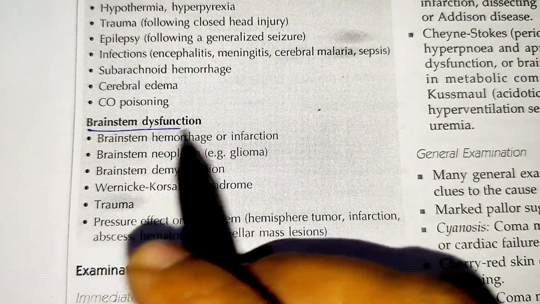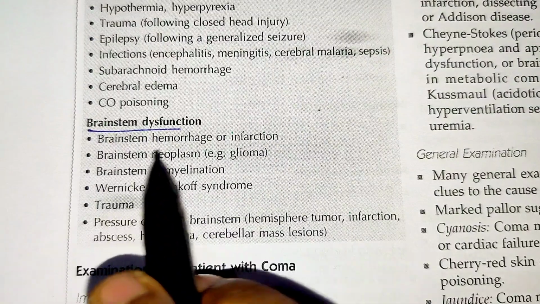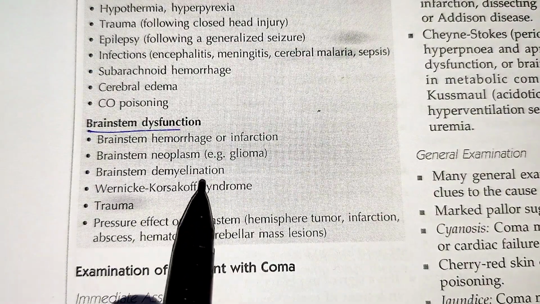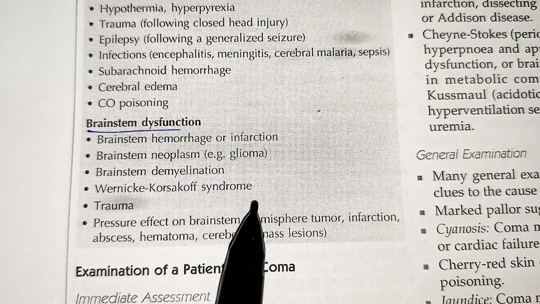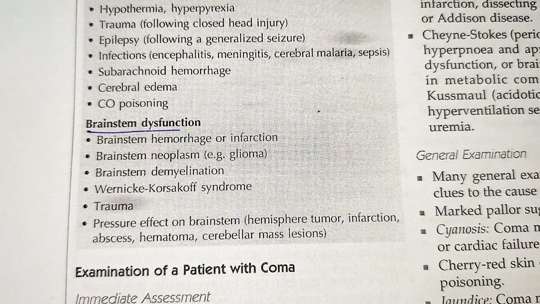Brainstem dysfunctions which result in coma are brainstem hemorrhage or infarction, brainstem neoplasms, that is tumors like glioma, brainstem demyelination, Wernicke-Korsakoff syndrome, trauma, and pressure effect on the brainstem like hemisphere tumor, infarction, abscess, hematoma, and cerebellar mass lesions.